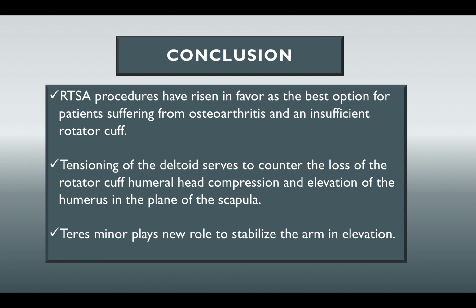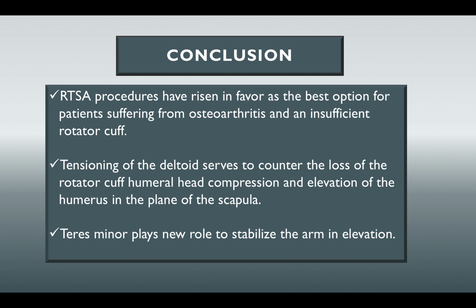To conclude this presentation, I want to recap what we've discussed. First, the reverse total shoulder arthroplasty procedure has risen in favor as the best option for patients suffering from osteoarthritis and insufficient rotator cuff. It is proven to be the most effective way to help introduce functional movement for patients that have irreparable rotator cuff tears.